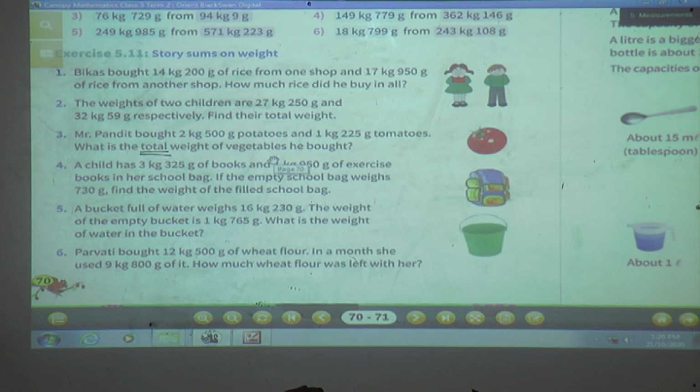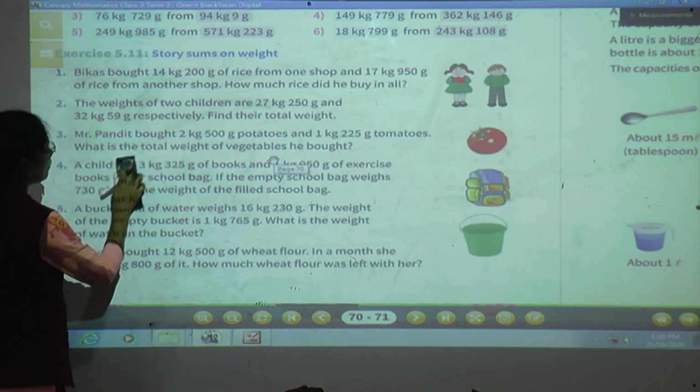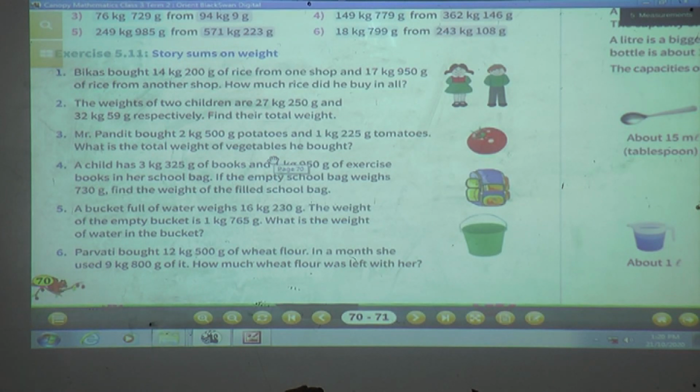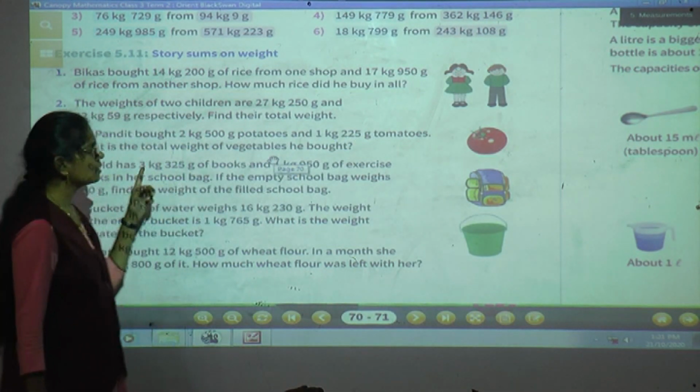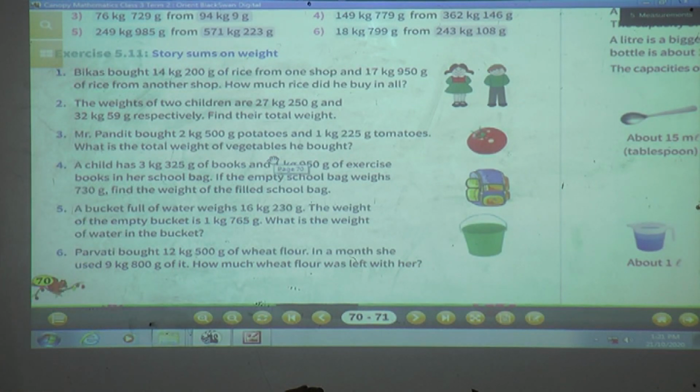How many kilograms of potatoes did he buy? He bought 2 kg 500 grams potatoes and 1 kg 225 grams tomatoes. When you add these two weights, then you will get the total weight of the vegetables he bought. So what do we do? 2 kilogram 500 gram plus 1 kilogram 225 grams. In this way you have to add these two numbers. It is very easy. So this third example you have to solve on your own.